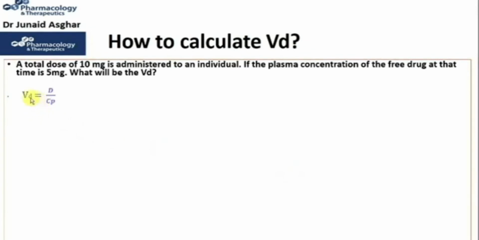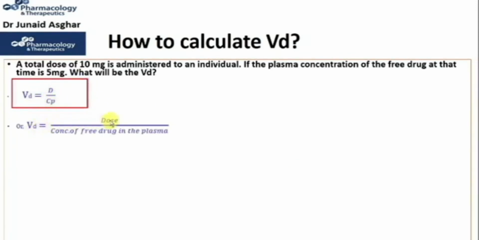So as we know that VD is equal to D over Cp, or in other words, VD is equal to the dose of the administered drug, which is 10 mg here, over the concentration of free drug in the plasma, which is 5 mg. And we are asked to calculate the apparent volume of distribution, or VD. So in order to understand this question, let me draw your attention to this illustration.